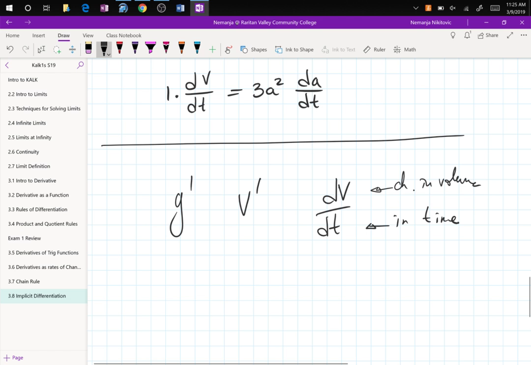Change of volume in time, change of amount of money in account in time, change of your height in time. Like all of these things, right? So these notations are bad because you can't really get the full picture of what's happening. Here's another reason why something like the Leibniz notation is great.